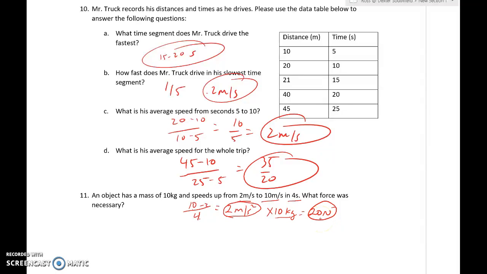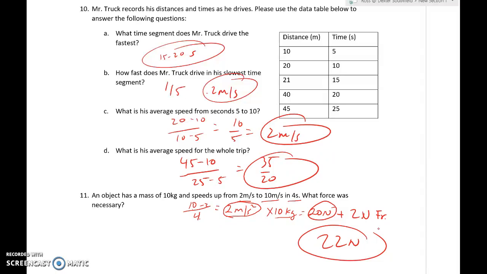If I had remembered to talk about the 2 newtons of friction, let's say, we would add those two numbers together to find the total force necessary, which would be 22 newtons, for instance. I'm making that up. But 20 was the answer to number 11.